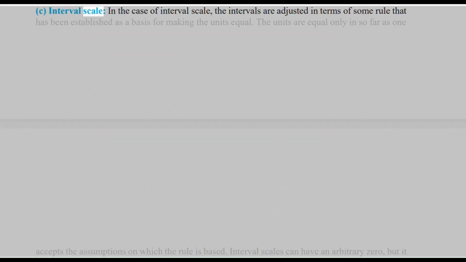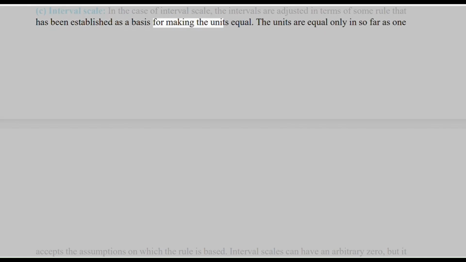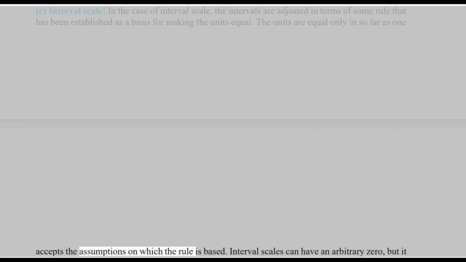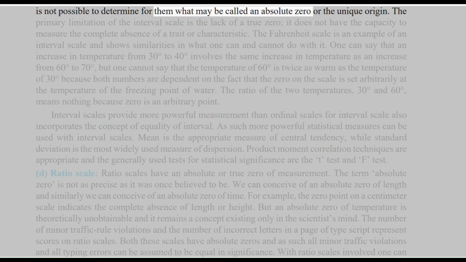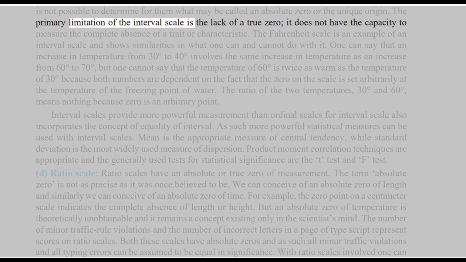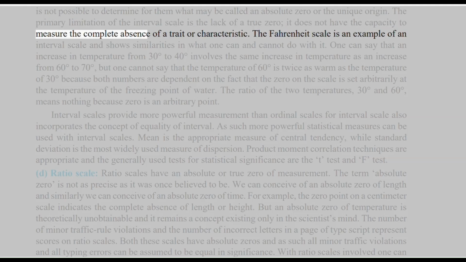C. Interval scale. In the case of interval scale, the intervals are adjusted in terms of some rule that has been established as a basis for making the units equal. The units are equal only insofar as one accepts the assumptions on which the rule is based. Interval scales can have an arbitrary zero, but it is not possible to determine for them what may be called an absolute zero or the unique origin. The primary limitation of the interval scale is the lack of a true zero. It does not have the capacity to measure the complete absence of a trait or characteristic.